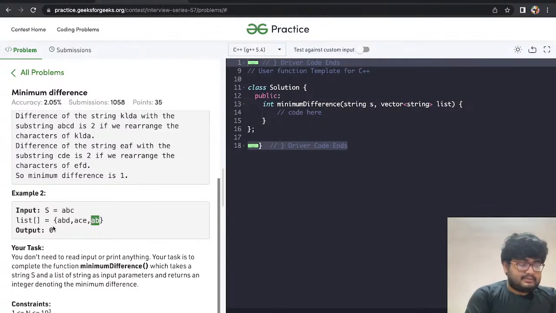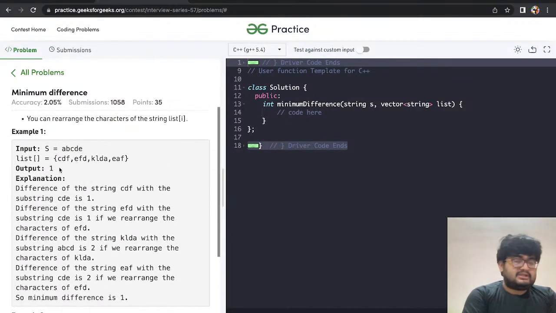Why is this 0? The test cases are fine. The sample cases are fine. This is 0, this is 1.